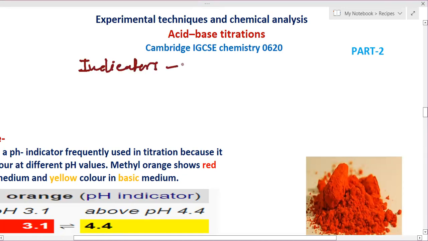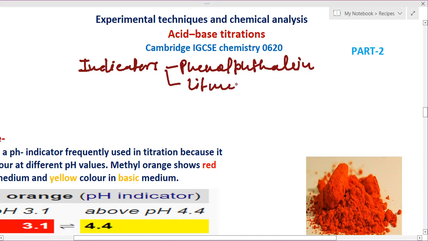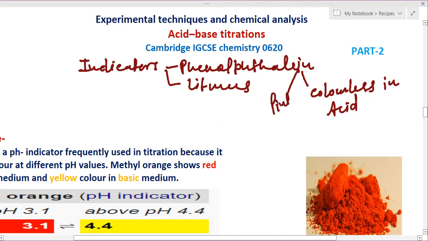Indicators like phenolphthalein and litmus. Phenolphthalein was colorless in acidic solutions and pink in basic solutions. Pink in alkali or base.